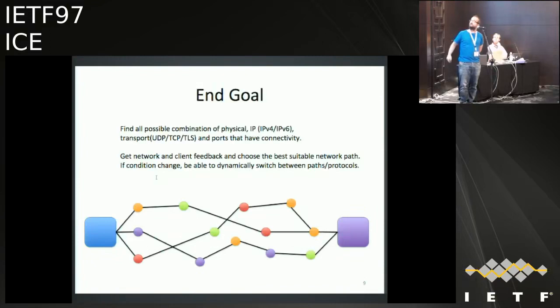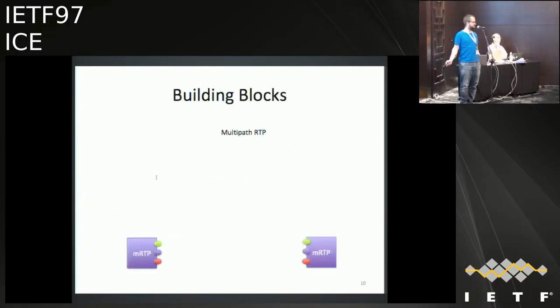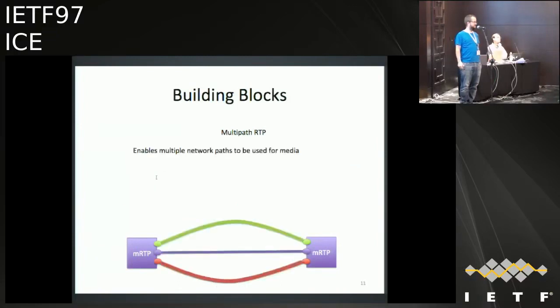So what building blocks do we have? Well, we have multipath RTP, which can set up multiple paths. I'm not sure whether you can have TCP and UDP in multipath RTP. Anybody know? Yeah, it's only for UDP. That's fixable.